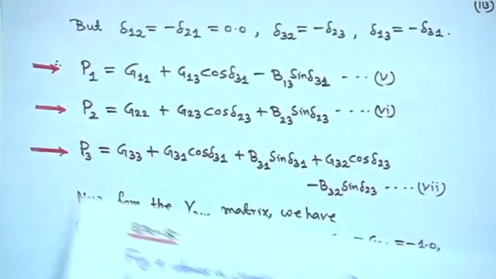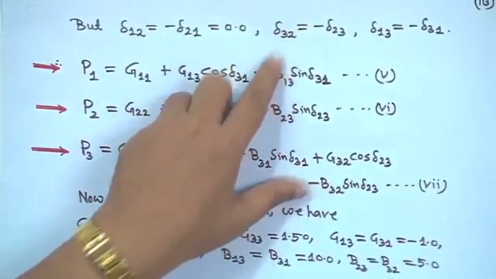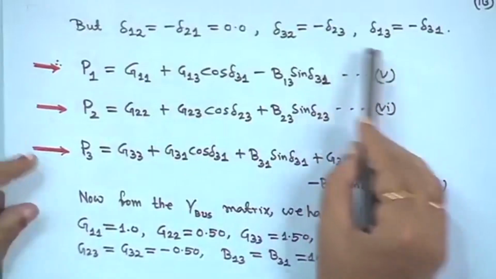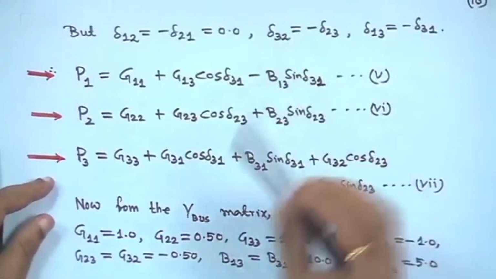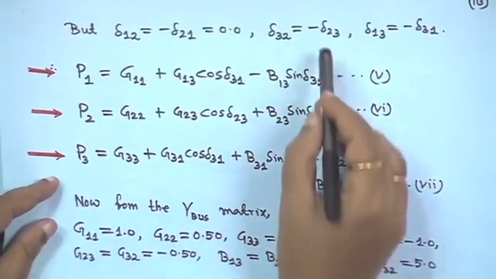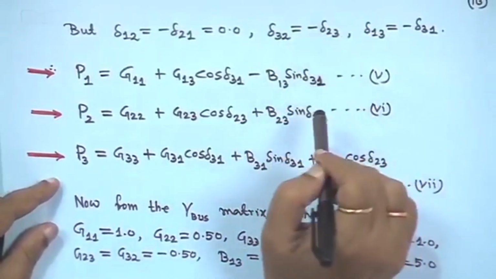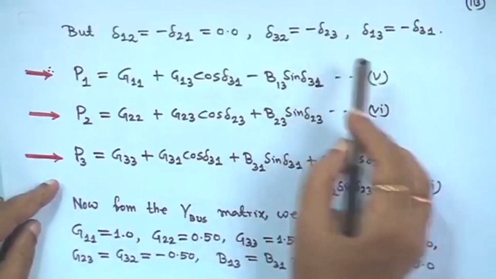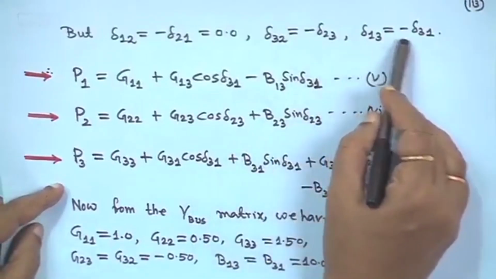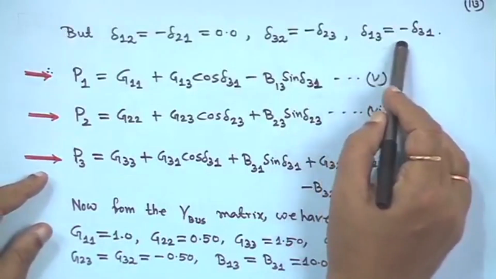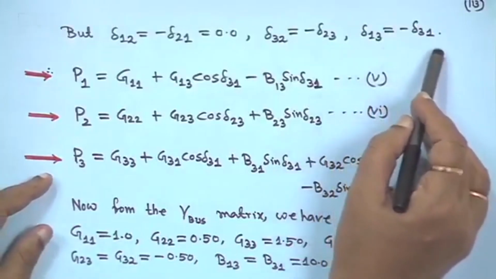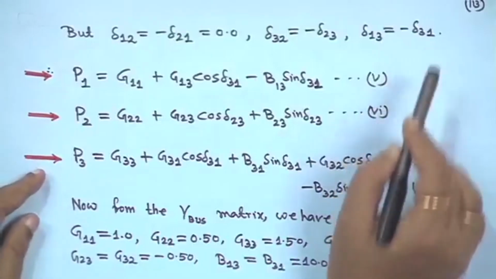And then we can write delta 3 2 is equal to minus delta 2 3 and delta 1 3 is equal to minus delta 3 1, because delta 3 2 is equal to delta 3 minus delta 2. So, that one we can write as minus, in bracket, delta 2 minus delta 3. So, that is minus delta 2 3. Similarly, here also delta 1 3 is equal to minus delta 3 1, because delta 1 3 is equal to delta 1 minus delta 3. So, if you take minus common, delta 3 minus delta 1 is equal to minus delta 3 1, right.